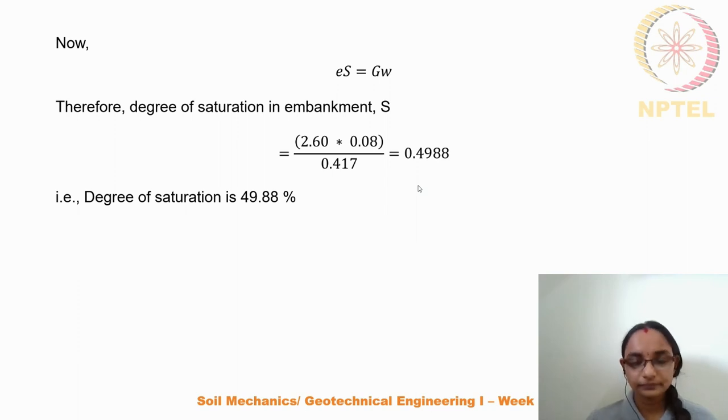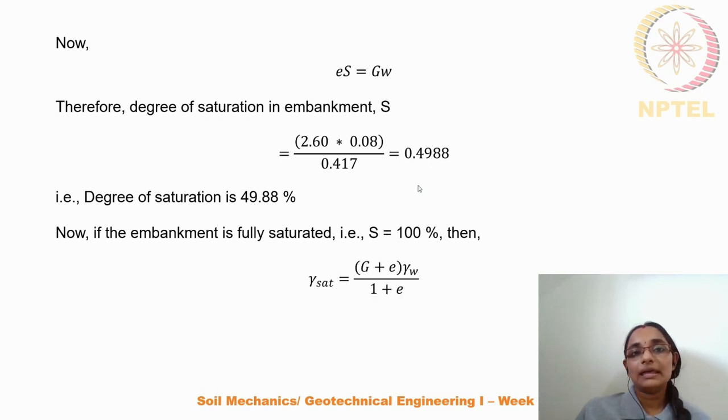All right. So the last part of this problem was, if the embankment is fully saturated, then what is the saturated unit weight? When the embankment is fully saturated, we know that S is equal to 100% or 1. And we know that the saturated unit weight equation is (G plus e) into gamma w by (1 plus e).